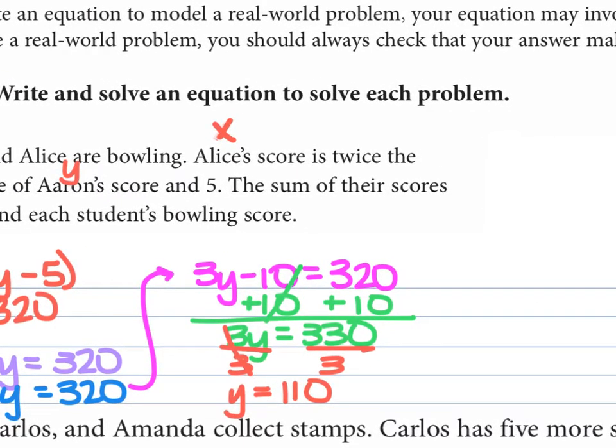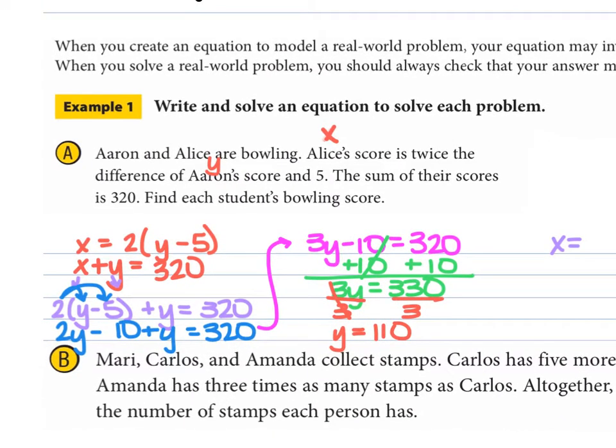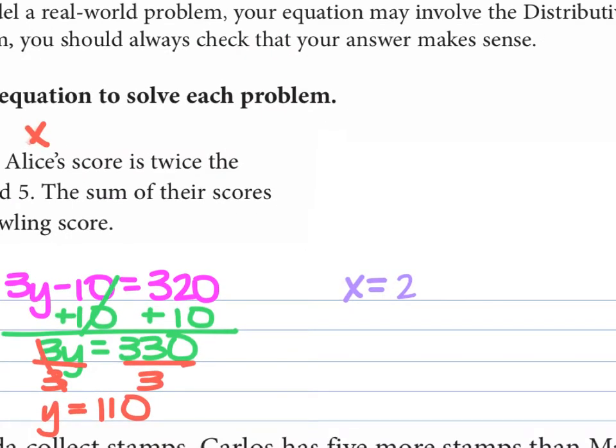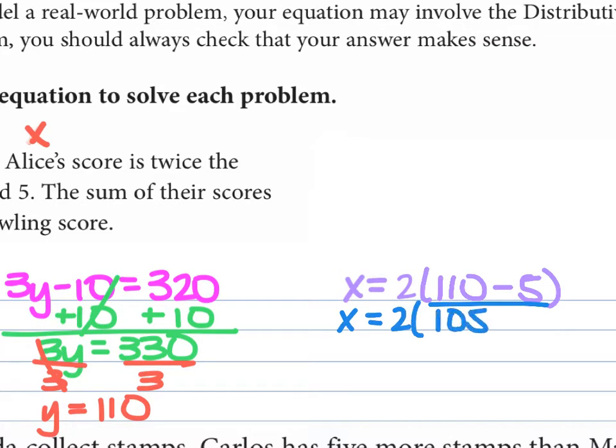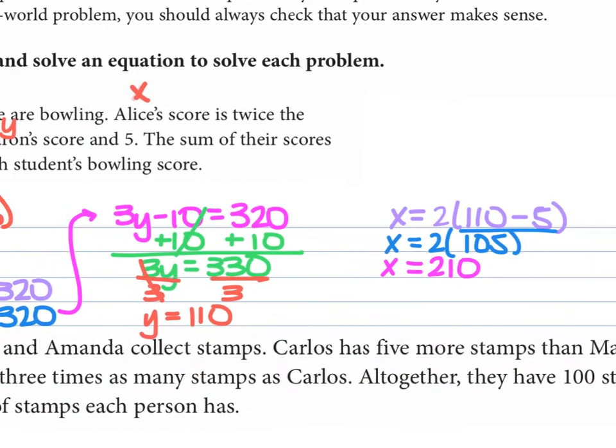From there, you still want what Alice's score is, so you have to find X now. We know that Y is 110. X is going to equal 2 times Y minus 5, so 2 times 110 minus 5. Remember PEMDAS, parentheses first: 110 minus 5 is 105, so 2 times 105. Multiplying the 2 and the 105, we get that X is 210. So Y is 110 and X is 210.